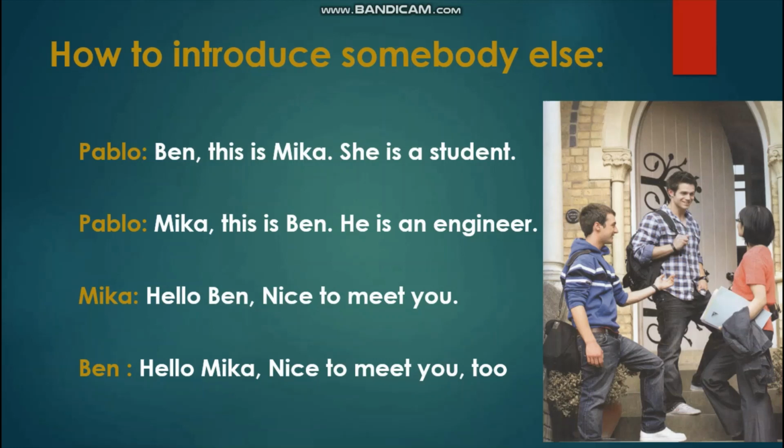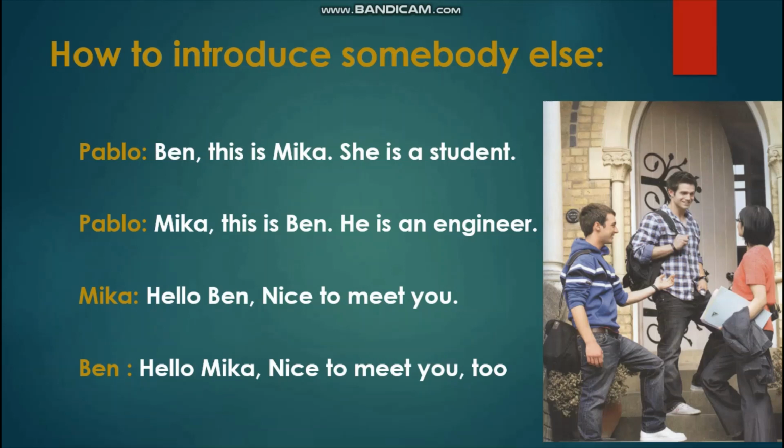Here we have Pablo and Micah and Ben. Pablo will introduce Micah to Ben and Ben to Micah. Okay, في عنا ثلاث أشخاص اللي هم بابلو ومايكا وبن. بابلو راح يعرف مايكا على بن وبالتالي راح يعرف بن على مايكا. Let's see how.